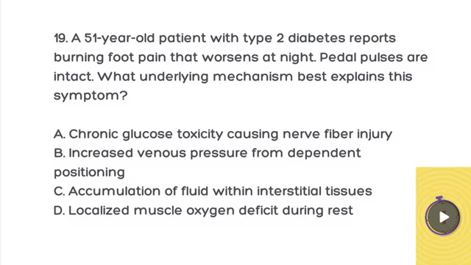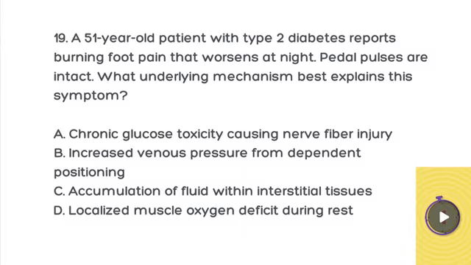Okay, if you chose letter A, you got the correct answer. Neuropathy causes burning, tingling, and nighttime worsening. It gets worse at night. B is incorrect because venous issues cause swelling, not burning. C is also incorrect because fluid retention does not cause neuropathic pain. And D is also incorrect because muscle oxygen deficit causes cramping, not burning.